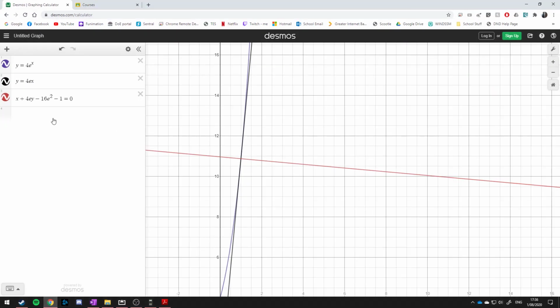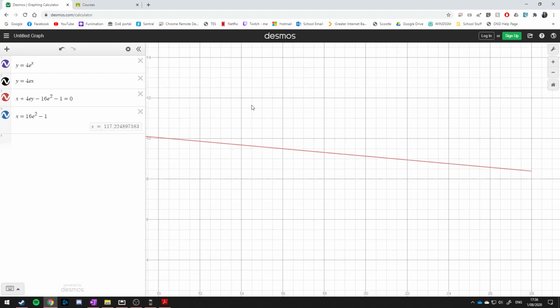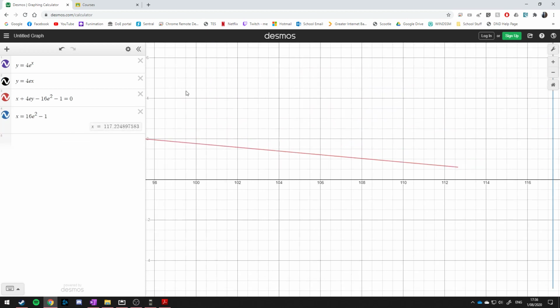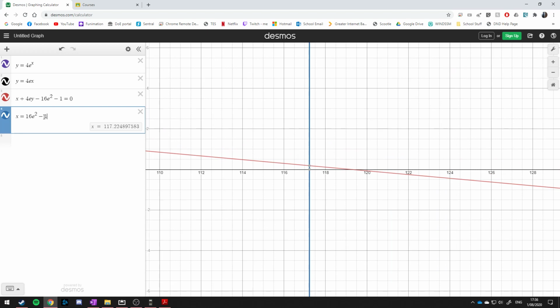So if I go back to my picture and look for when x is equal to 16e squared plus 1, and I'll give you a hint, it's going to be quite a whiles away, you'll see that's the exact point where this normal crosses the x-axis.